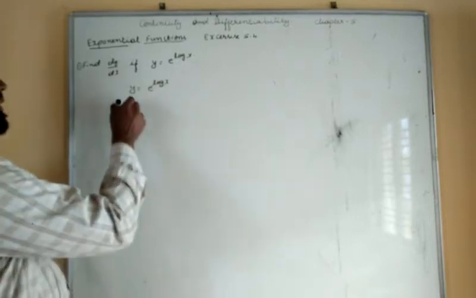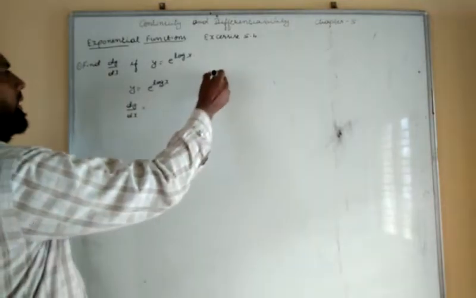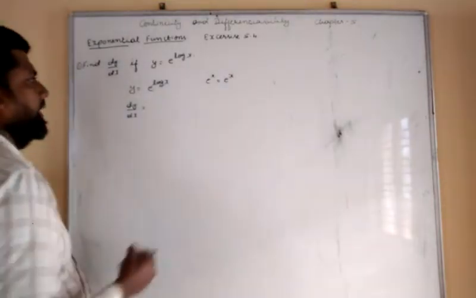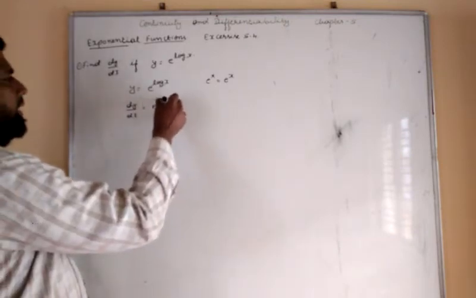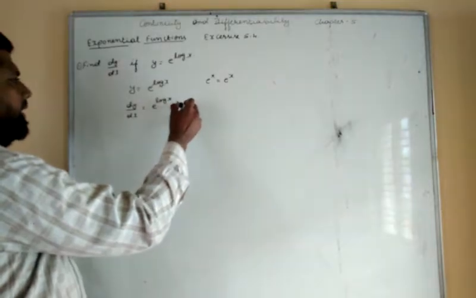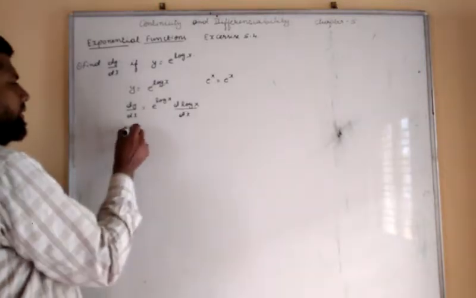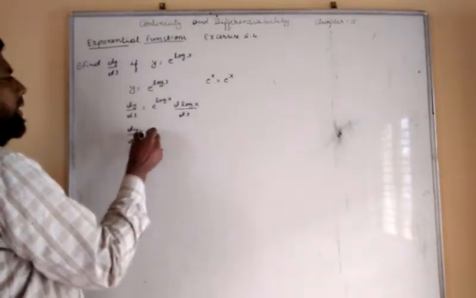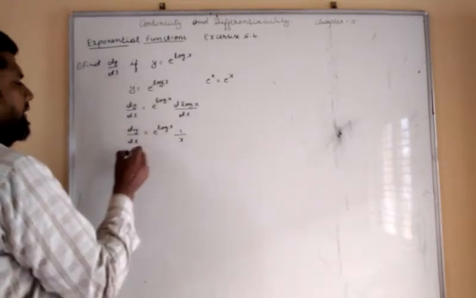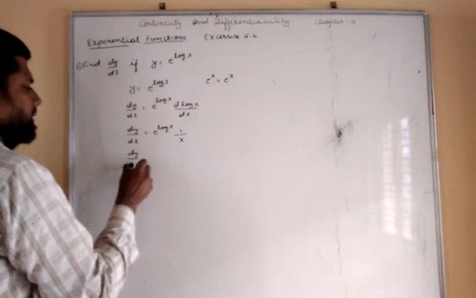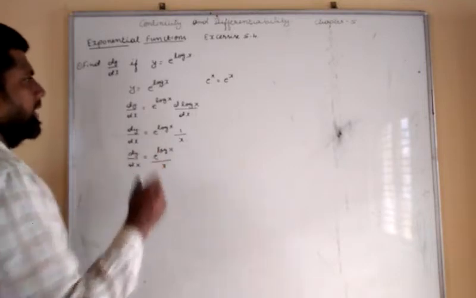So differentiation of y with respect to x, we know the formula of e to the power of x: the differentiation is e to the power of x only. Here in the place of x, log x is there. So let us write e to the power of log x, and again differentiation of log x. We can do it by the substitution method also, or we can solve this problem directly. So e to the power of log x, then log x differentiation is 1 by x, then dy by dx is equal to e to the power of log x by x.